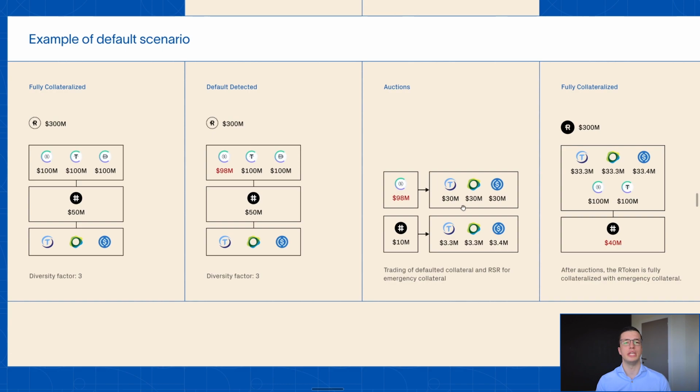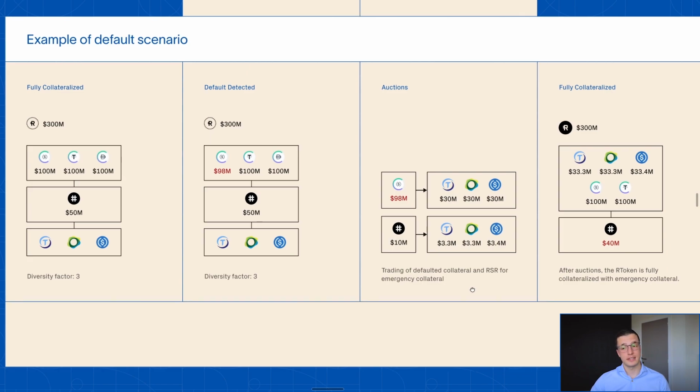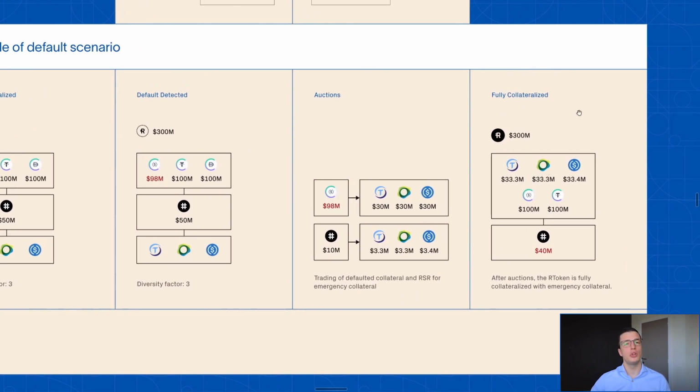So this is where the protection mechanism of the RSR over-collateralization comes in. What's going to happen in this case is the protocol is going to take $10 million from the staked RSR pool, and it's going to use that $10 million to buy the additional collateral it needs to fully re-collateralize the RToken. So again, it's going to launch an auction, and it's going to trade $10 million worth of RSR for 3.3 million of each of these stablecoins. After that, the RToken will be fully collateralized again.